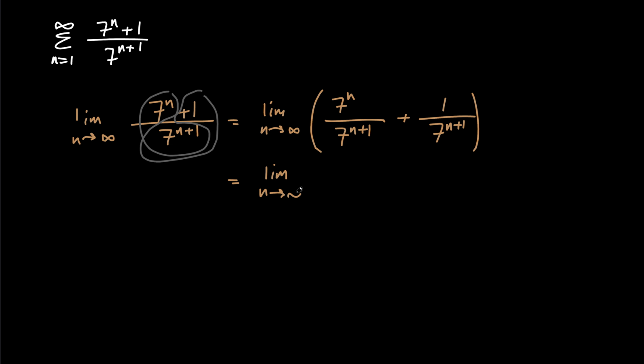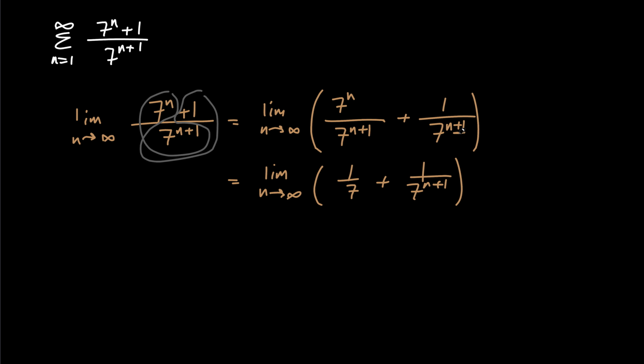Limit as n goes to infinity. Using our exponent properties, 7 to the power of n over 7 to the power of n plus 1, when you divide same base terms, you subtract their exponents. So in our case, this should be 7 to the power of n minus (n plus 1), which would be n minus n minus 1, which should come out to be negative 1. So all in all, we should get 7 to the power of negative 1, or 1 over 7. And our 1 over 7 to the n plus 1 stays as is.